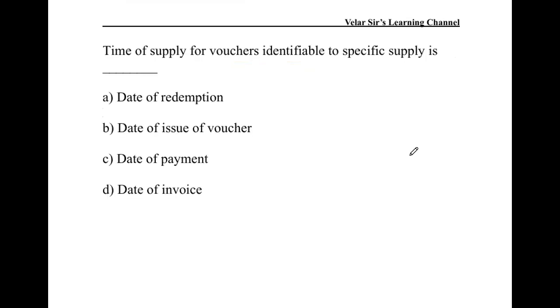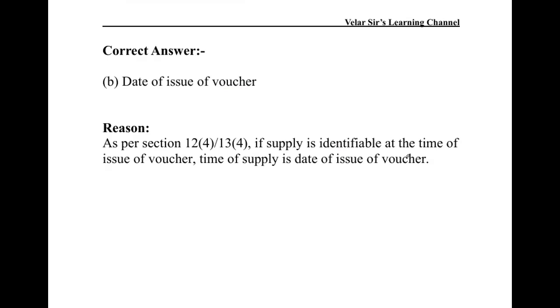Okay, the next MCQ for the time of supply. The time of supply for the voucher identifiable to specific supply is dash. The options are date of redemption, date of issue of voucher, date of payment, and date of invoice. The correct answer is date of issue of voucher.